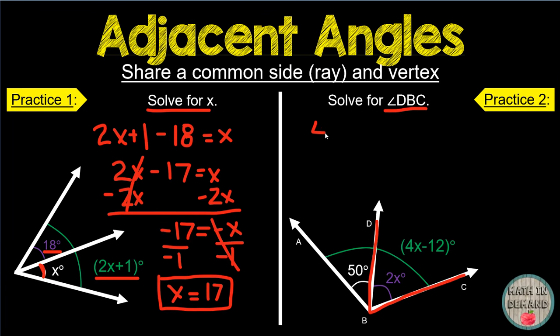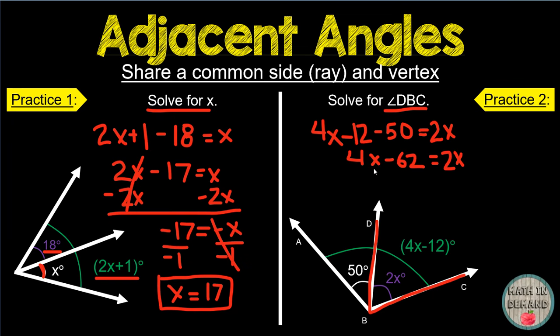So 4x minus 12. Again, the overall minus 50. That will give me my purple angle, which is equal to 2x. I'm going to combine like terms here. So I have 4x. Negative 12 and negative 50 will give me negative 62 equals 2x.